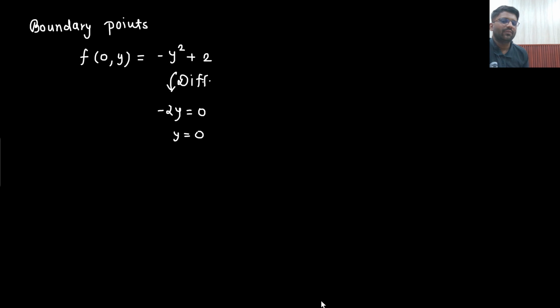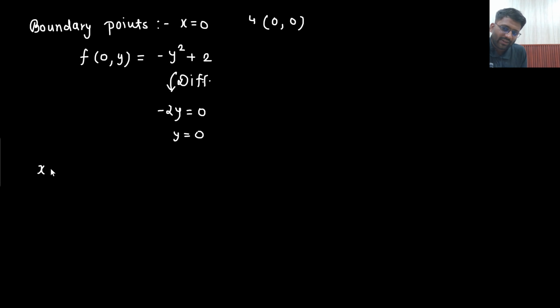So what is the value we are getting? Y equals to 0. So that means another point, when boundary points means x equals to 0 I put. When I put x equals to 0 and y as a variable, then minus y square plus 2 I am getting. Now at y equals to 0, this will get either maximum value or minimum value, that I don't care. Another point of consideration is 0 comma 0. This is the other point I am getting.